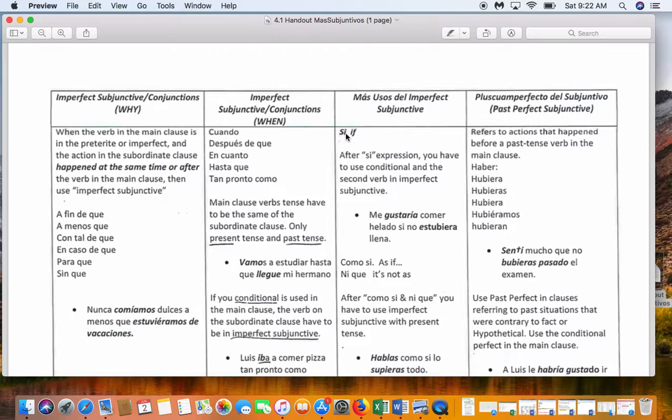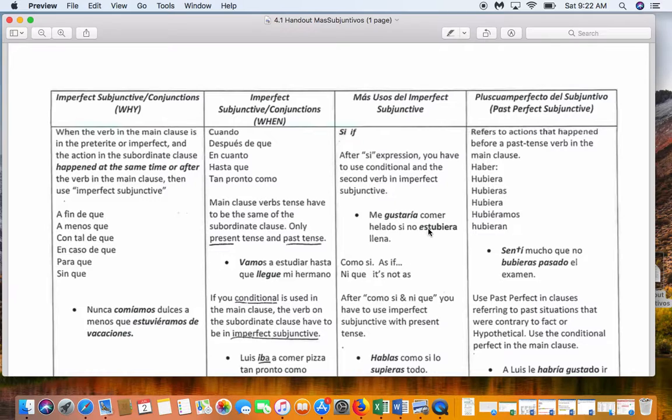Okay? And the next verb has to be conditional. So again, this one can be at the beginning or at the end. Just right after this one, it's imperfecto del subjuntivo. Look at this example. Me gustaría comer helado si no estuviera llena. I would like to eat ice cream if I don't feel full. But the fact is, you're full, you cannot eat ice cream.